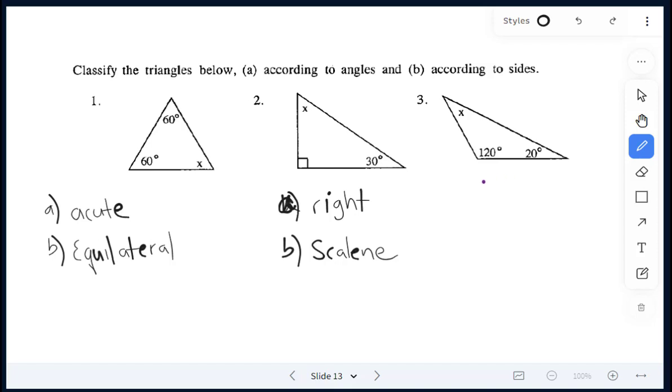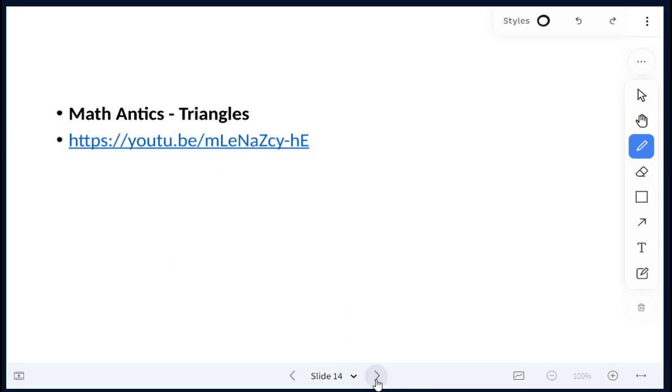All right, and lastly, we have a triangle here with an angle that's greater than 90 degrees. So therefore, this is an obtuse triangle. And based on its sides, looking at its angles, all 3 angles are different. So this will also be scalene. All right, we'll come back and watch this video.